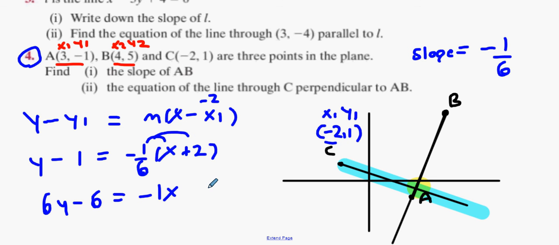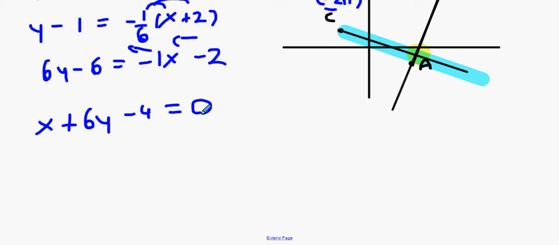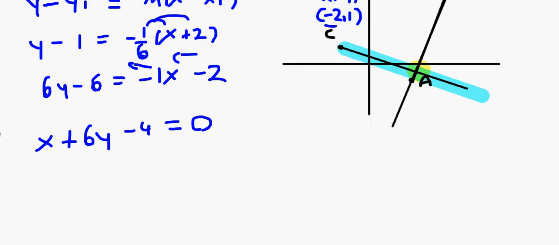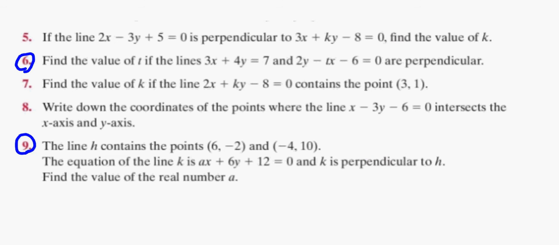Minus 1x minus 2. Usually I bring them all to one side. Start with x, then put in the y, and then do minus 6 plus 2, which is, and you're done. Cool? Junior cert question. All day long. Okay? Alright, I'm going to move on now in a second. And you're good. Alright. Question 6.